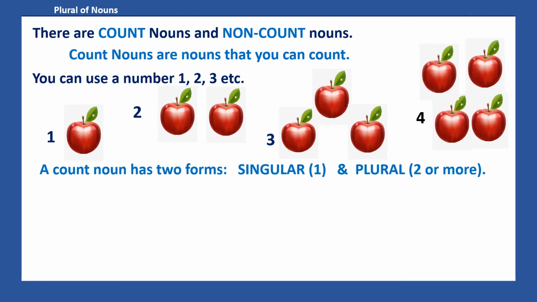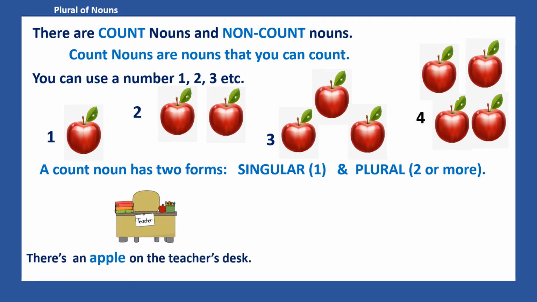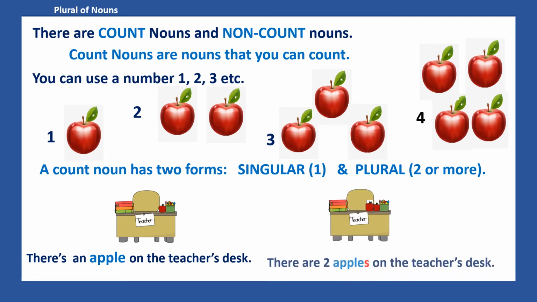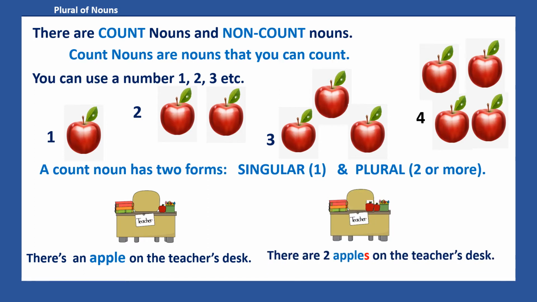A count noun has 2 forms, singular, meaning 1, and plural, 2 or more. There's an apple on the teacher's desk. There are 2 apples on the teacher's desk. Apple, singular. Apples, plural. How do we know that it's plural? Because there's an S at the end of it.